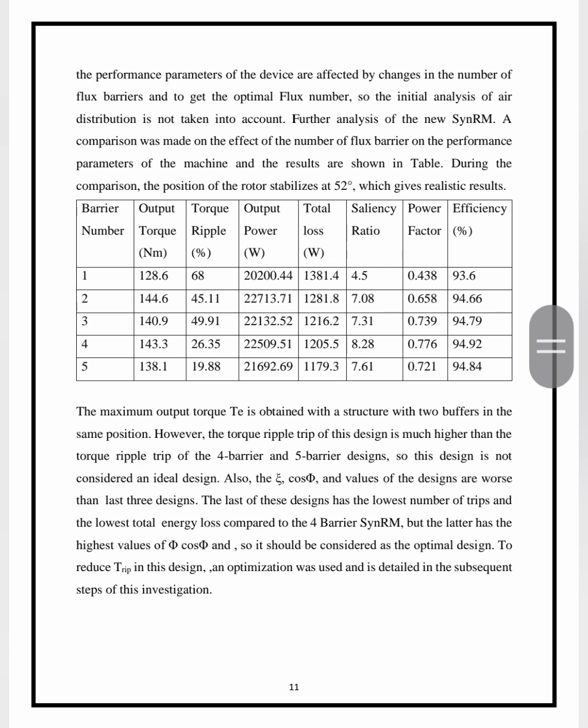However, the torque ripple of the design is much higher than the torque ripple of the 4 barrier and 5 barrier designs. So, this design is not considered as an ideal design. Although these factors, psi and cos theta, and the values of the designs are worse than the last three designs. The last three designs have the lowest torque ripple and the lowest total energy loss. So it should be considered as the optimal design. To reduce torque ripple in the design, an optimization was used and detailed in the subsequent step of the investigation.